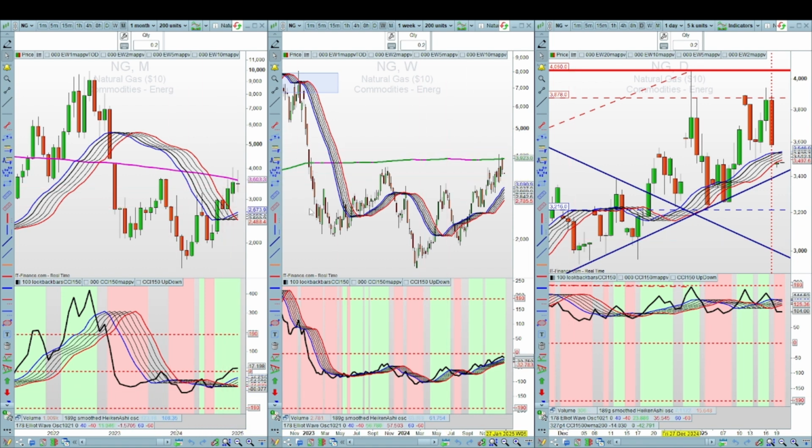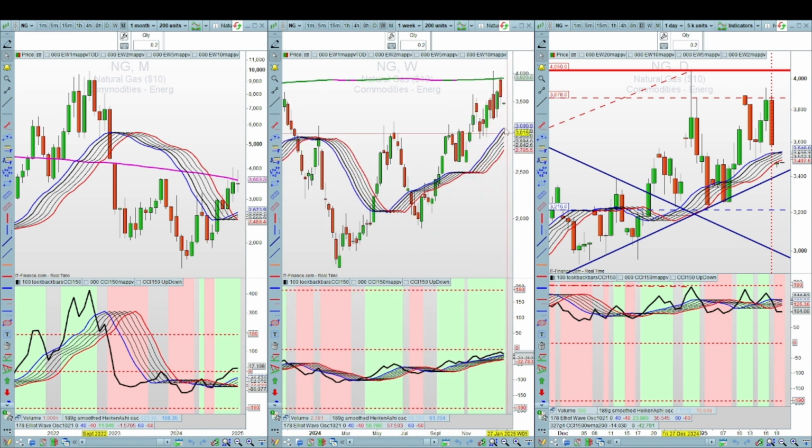So the monthly is bullish. The weekly, likewise, has been bullish. Now, notice as well, with that gap down over the weekend, we've also got a bit of a price pullback so far on the weekly. This is the weekly chart. Although it is still bullish on the weekly CCI 150. Likewise, on the price, still very bullish movement there.